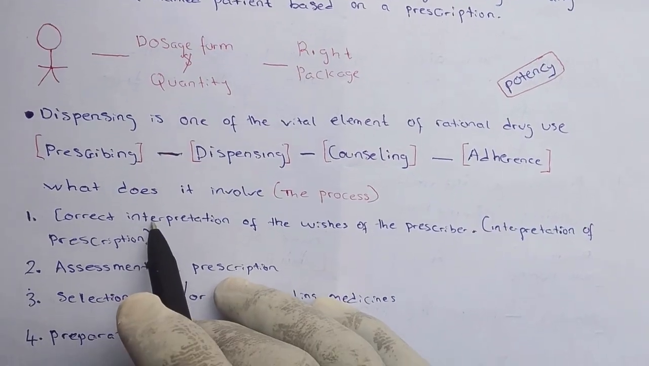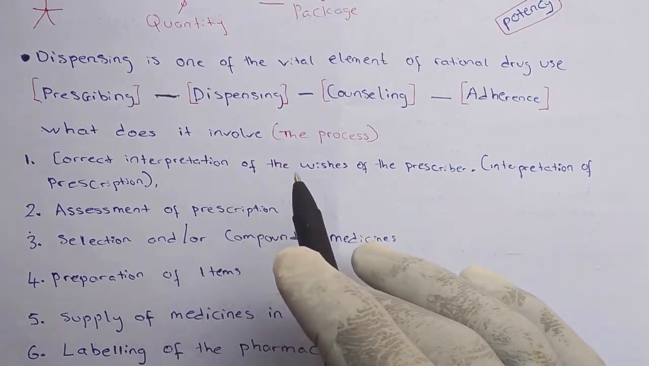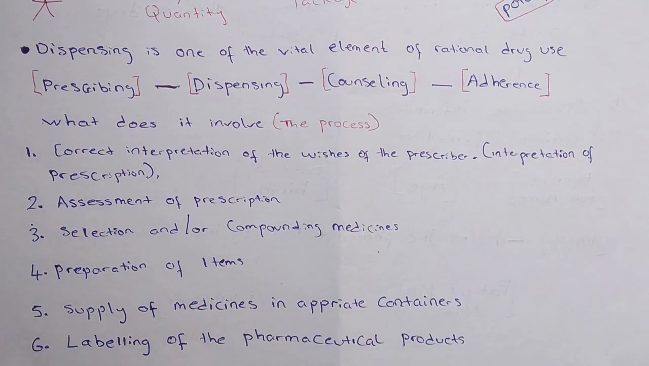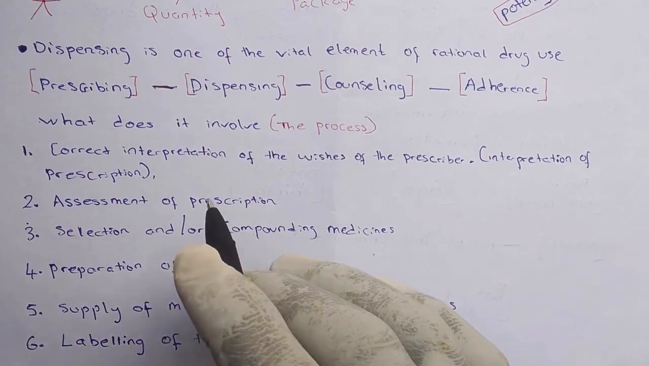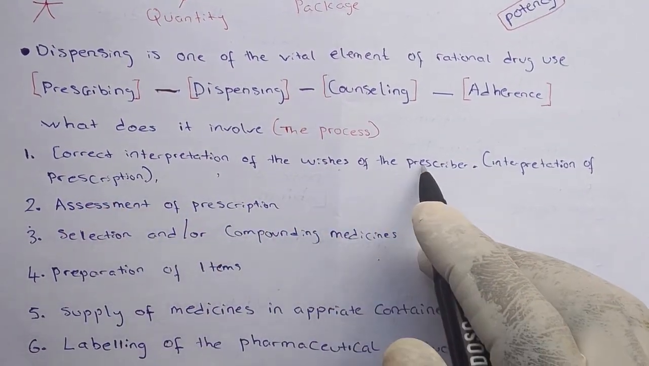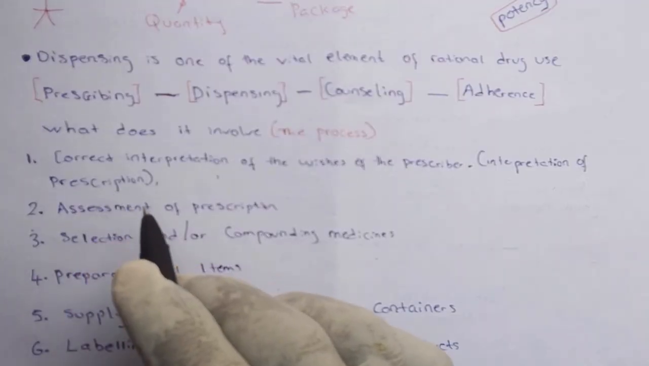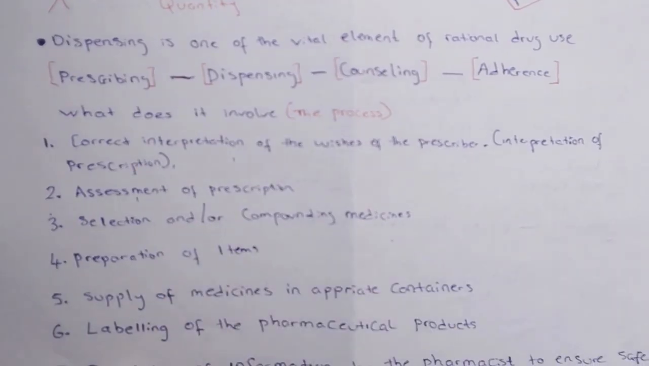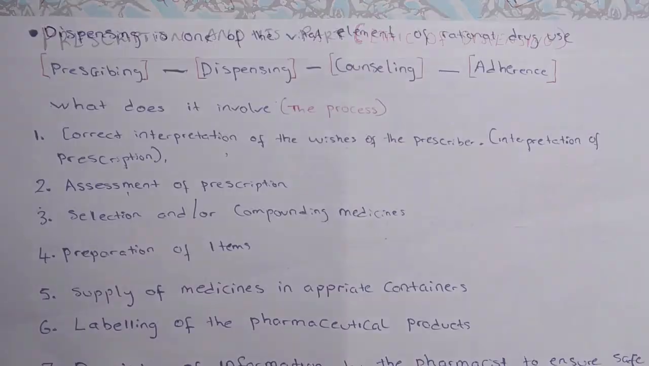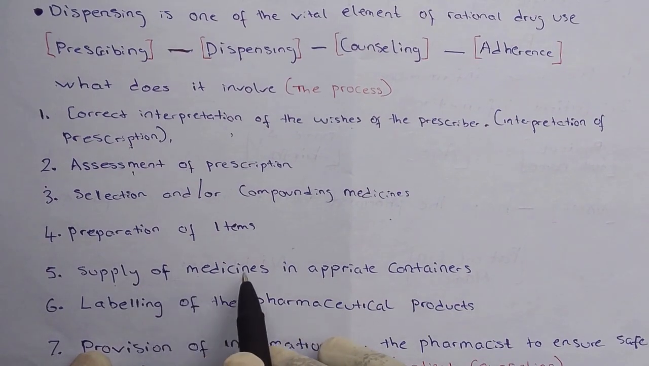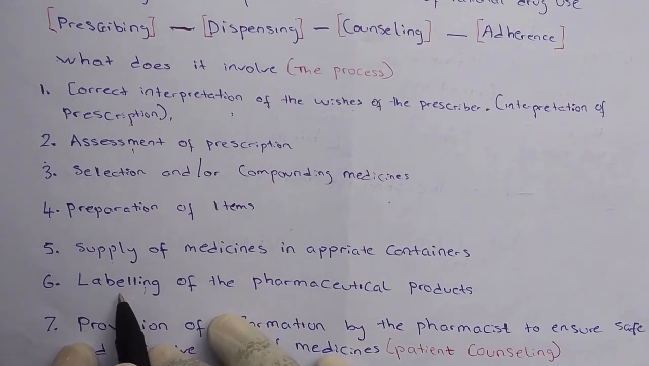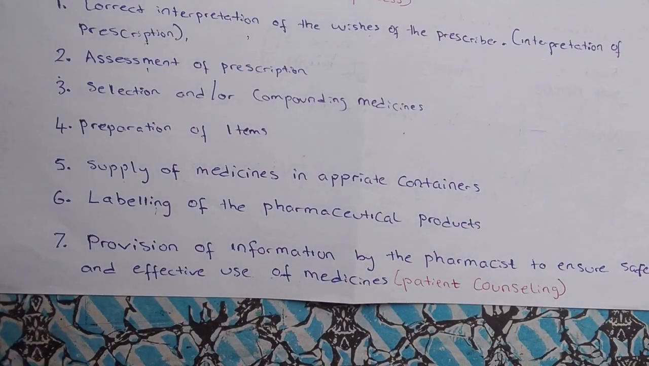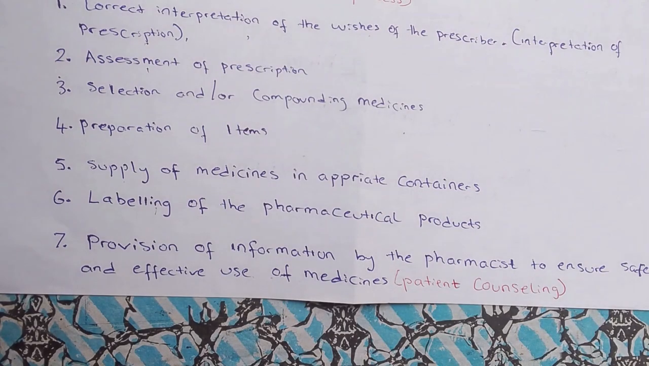The dispensing process includes all the activities that occur between the time the prescription is presented and the time the medicine or other prescribed items are issued to the patient. What does it involve? The process. 1. Correct interpretation of the wishes of the prescriber. Interpretation of prescription. 2. Assessment of prescription. 3. Selection and/or compounding of medicines. 4. Preparation of items. 5. Supply of medicines in appropriate containers. 6. Labeling of the pharmaceutical products. 7. Provision of information by the pharmacist to ensure safe and effective use of medicines, patient counseling.